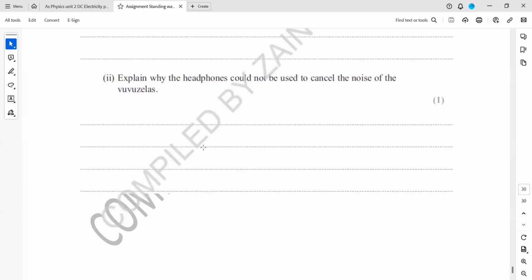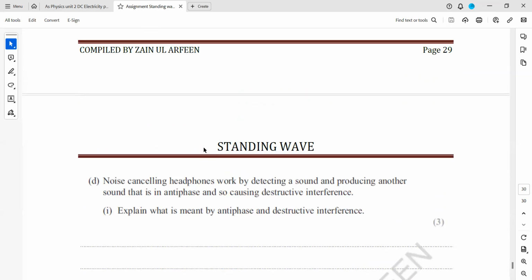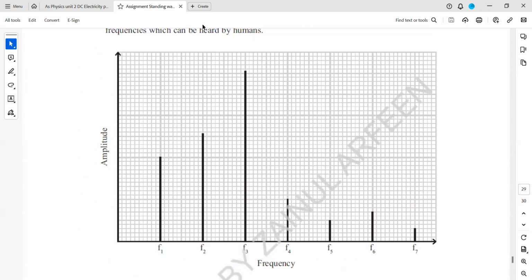Explain why the headphone could not be used. Noise cancellation headphones are useful to cancel a sound with a certain frequency. They are not useful for canceling out multiple different frequencies, because they would have to produce multiple frequencies to cancel out the sound: frequency one, frequency two, seven different frequencies. Noise cancellation works when there is a fixed frequency and a certain amplitude. But even these frequencies have variable amplitudes, so the noise cancellation headphone will not work here.